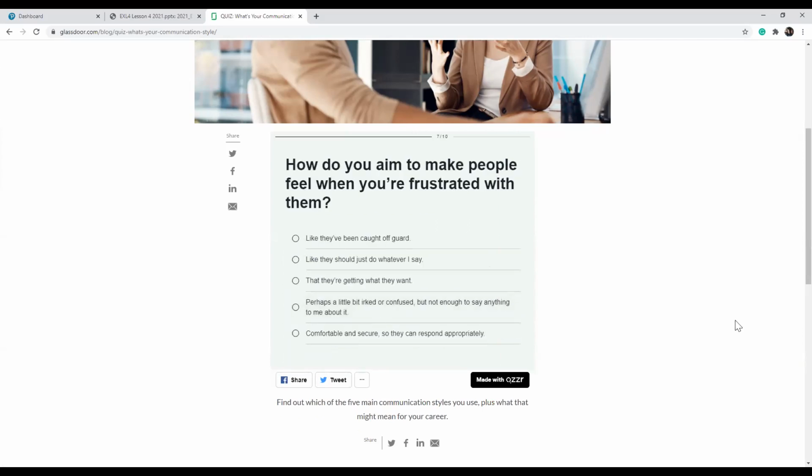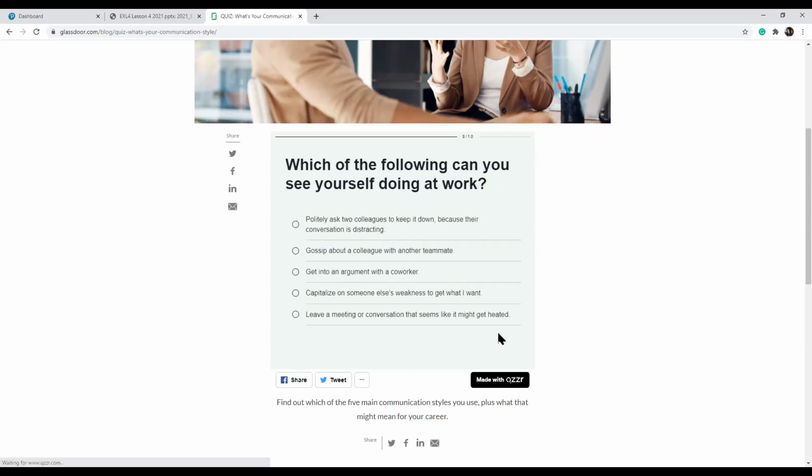Teamwork is super important to me. How do you aim to make people feel when you're frustrated with them? Like they've been caught off guard, like they should just do what I say, that they're getting what they want, perhaps a little bit irked or confused, but not enough to say anything about it, comfortable and secure, so they can respond appropriately. I want you to feel comfortable and secure so that you are able to respond.